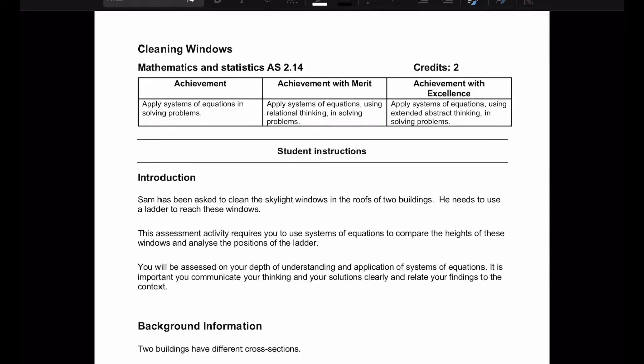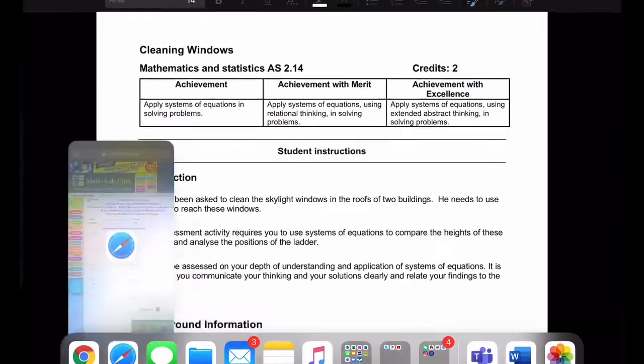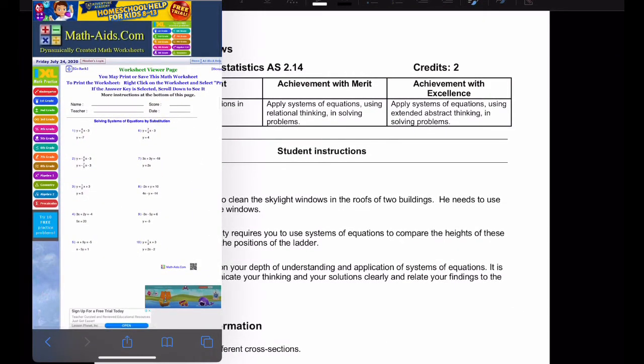In this video, I'm going to show you how I will study for the systems of equations internal. The first thing is to do past papers and to practice your simultaneous equations, because that's another word for systems of equations. There is a good site called mathaids.com where it can generate worksheets.